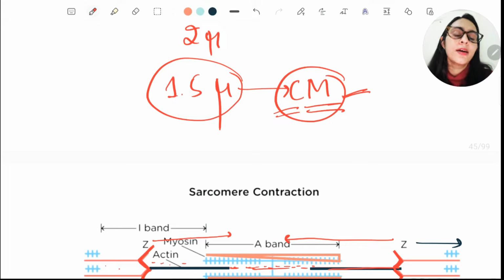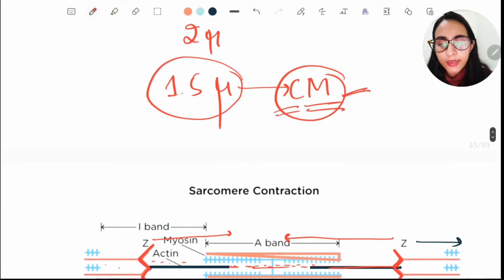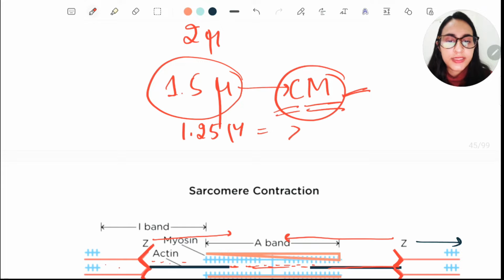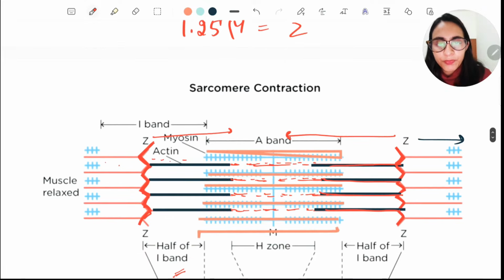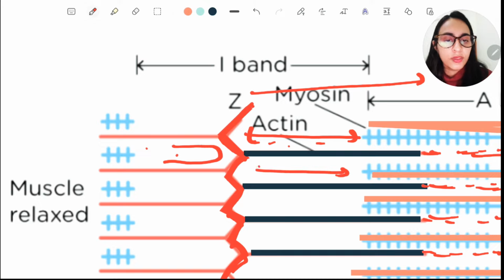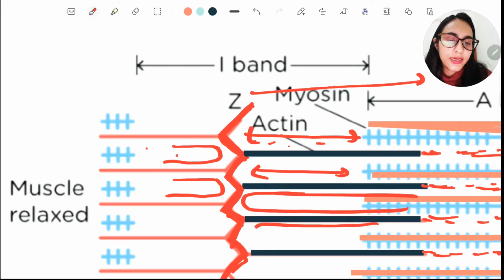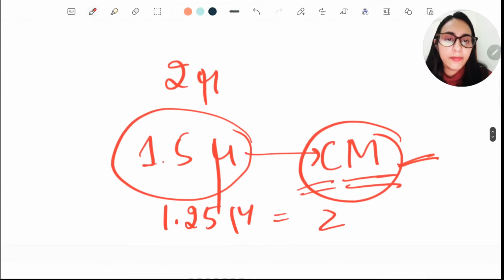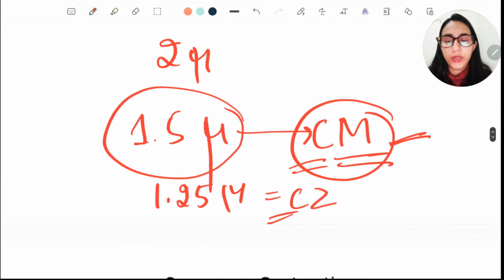band. So this CM band occurs at 1.5 micron, and when more contraction takes place, at 1.25 micron contraction, there is an appearance of a Z line because of the Z line coming closer to the thick filament. So this whole space is vanished because of the muscle contraction, and now the thick filament is coming closer to the Z line, and there is a CZ band that appears at 1.25 micron contraction.